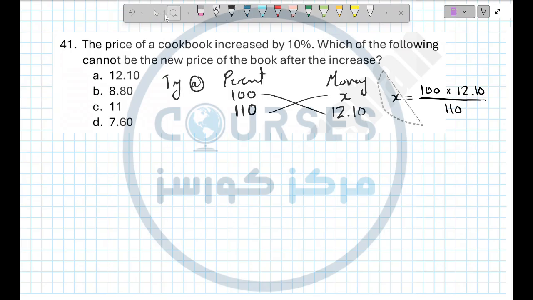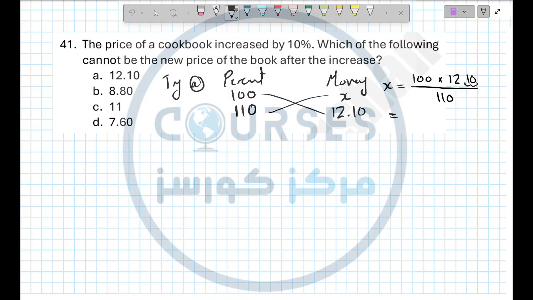So multiplying a decimal by 100 means the decimal will be moved twice. So this is equal to 1210 over 110. 0 goes with 0. 121 divided by 11, it can be divided. So it's going to give you 11. So this one can be a new price.